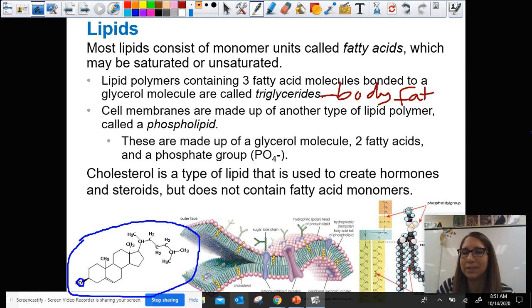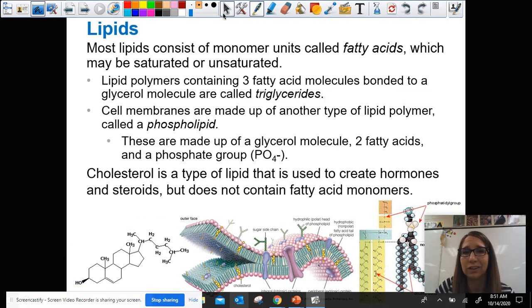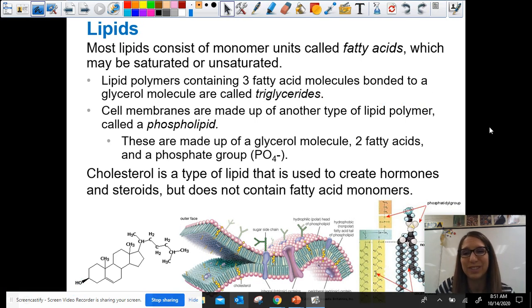Its job, though, is very different. It doesn't provide energy. It doesn't provide structure in the form of a cell membrane. What it's used for is to create hormones and steroids and other things that kind of, as a teenager, for y'all, kind of make you a little bit crazy, and me too sometimes, right?